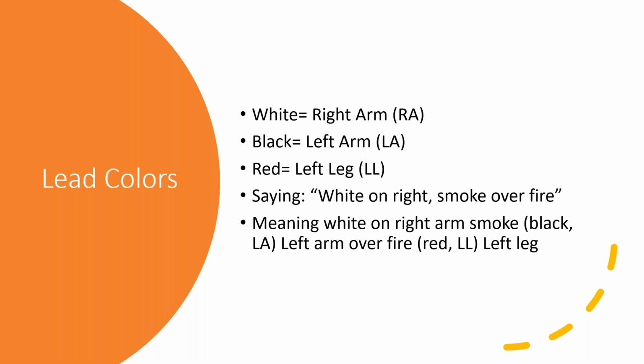So white is on the right arm, black is on the left arm, and red is on the left leg. And there's a saying for that. It goes white on right, smoke over fire.